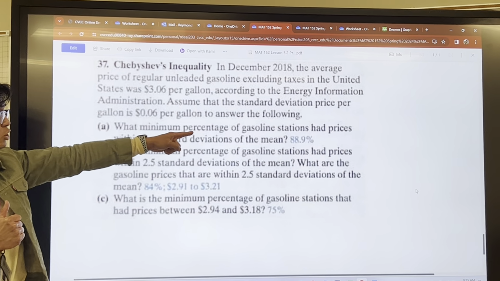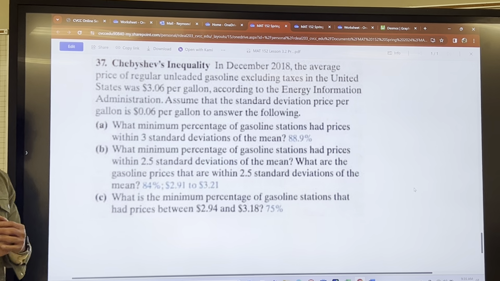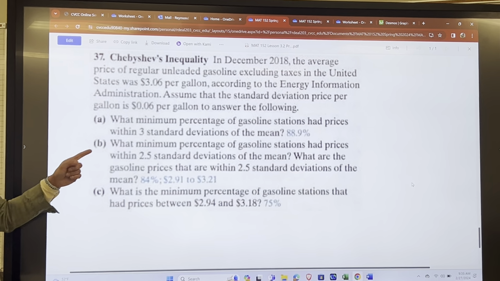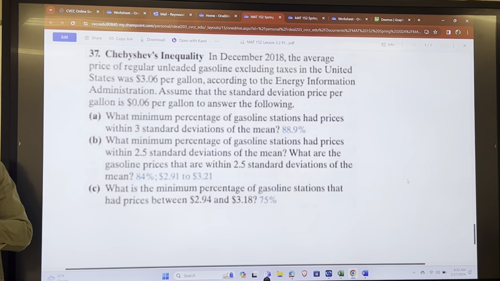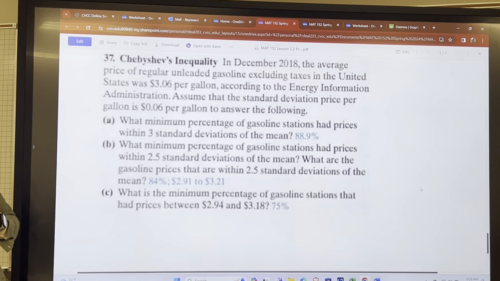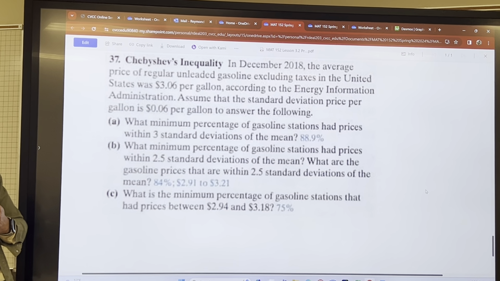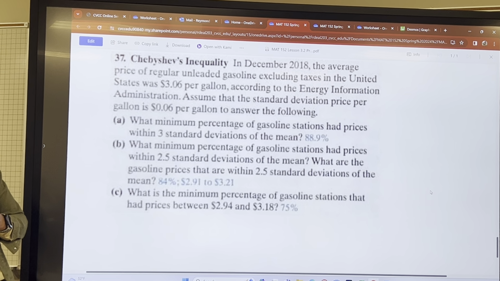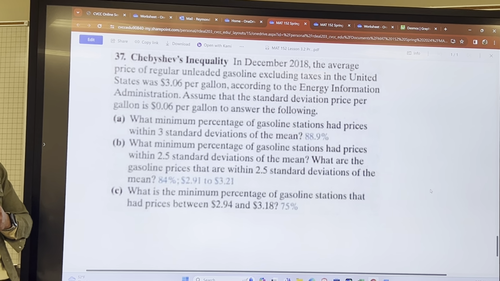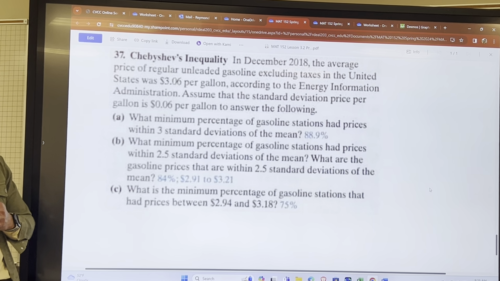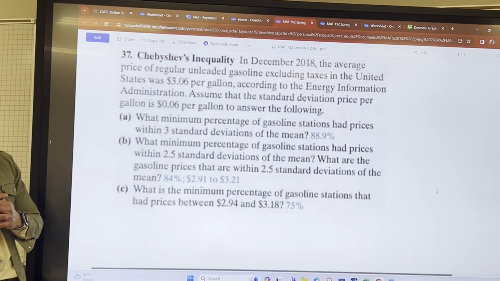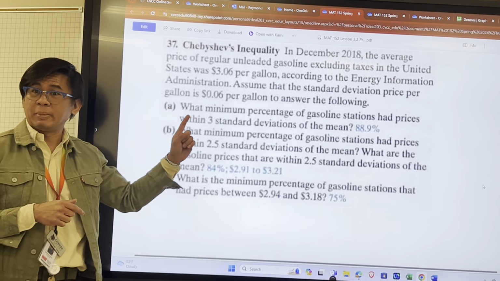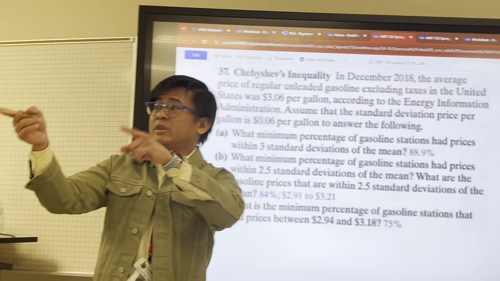Letter B. So that confirms our 88.9%, right? Let's read letter B, okay? Sydney, let's read letter B. What minimum percentage of gasoline stations had prices within 2.5 standard deviations of the mean? All right. So we'll verify if that answer is correct, right? But again, we're talking about what? How much? Thank you for that, Sydney.